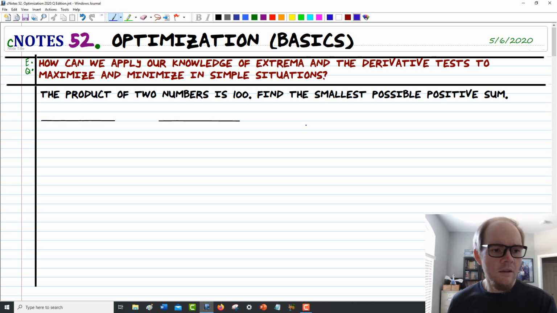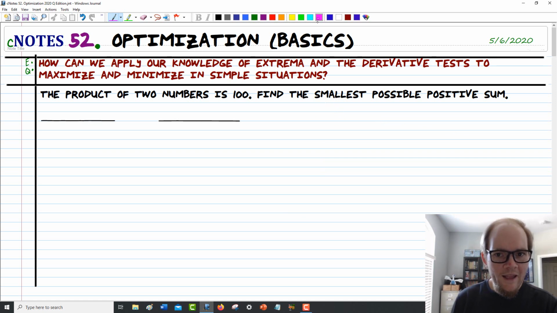So I'm kicking things off with this first problem, which gives us some information and requests something kind of interesting. It doesn't sound very calculus-y, really. It says the product of two numbers is 100. Find the smallest possible positive sum.